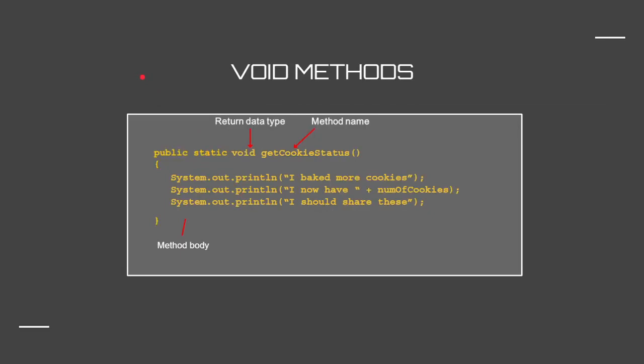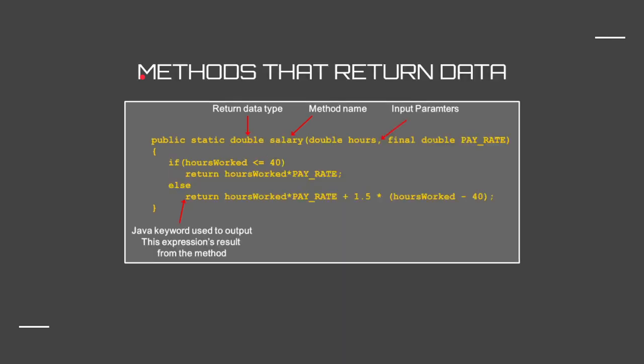Void methods are simply methods that do not return anything, they just perform actions, while methods that return data do return a value and are evaluated as whatever value they return. You have to make sure to put the data type that's being returned in the method header.